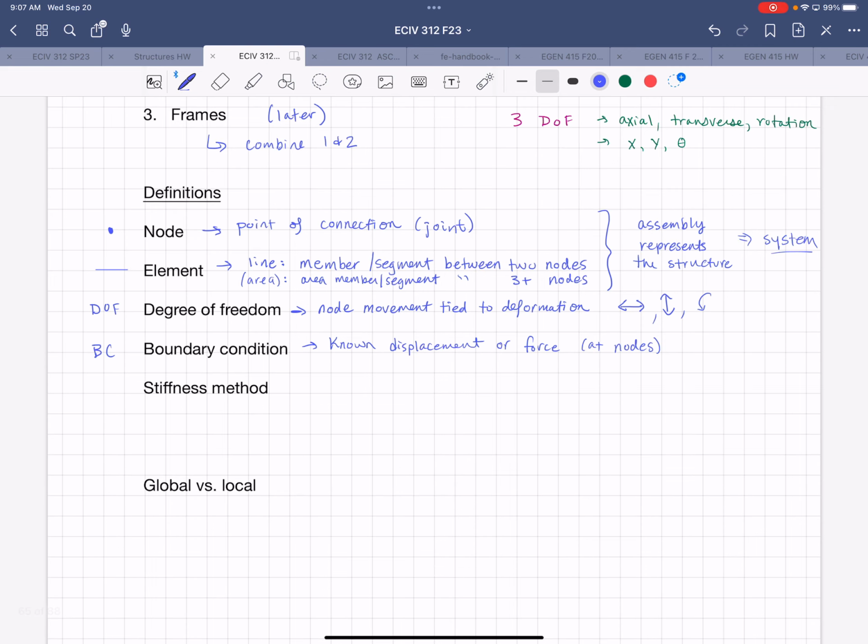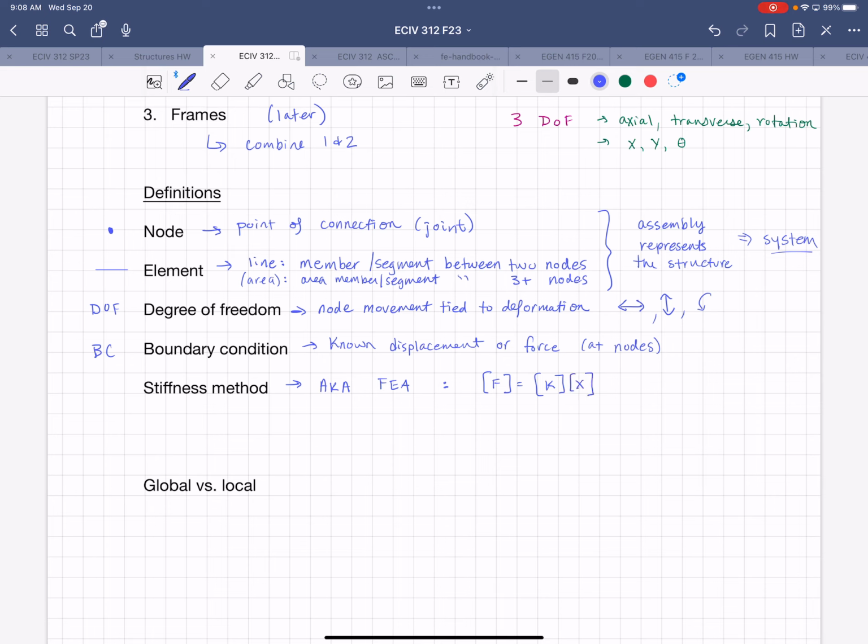Stiffness method, in that term, refers to the finite element method or finite element analysis. It's just another expression for it. And it's often called the stiffness method because we use a matrix of stiffness coefficients to solve for these unknown values. So the general equation in matrix form is F equals K times X.